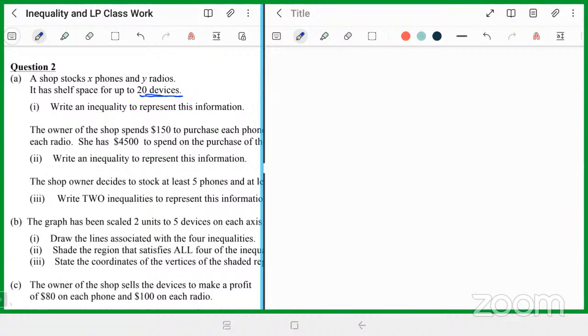Remember, you don't know how many you're going to have. You don't have to go to the maximum, the full 20. You can actually go less. So the total number of devices that you put on the shelf is going to be 20 or less. All right, so let's set it up.